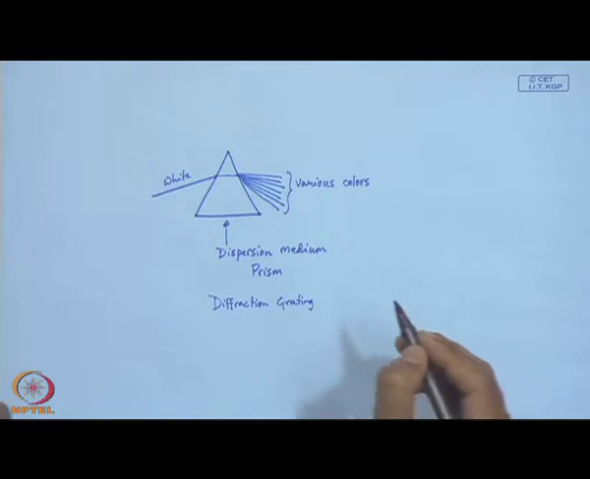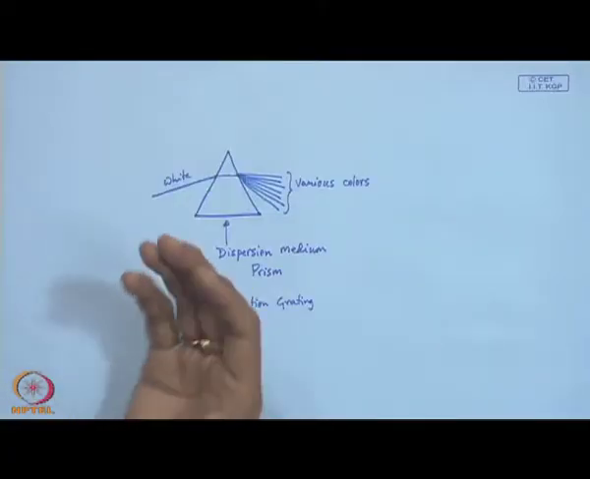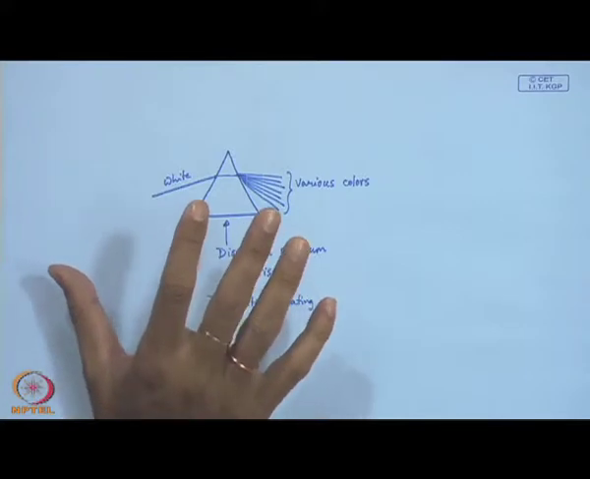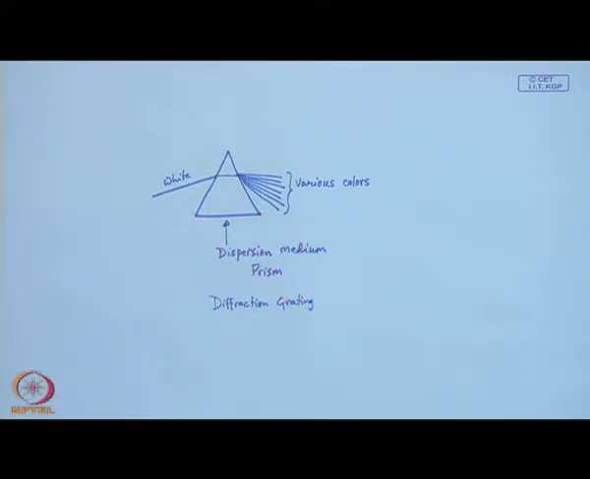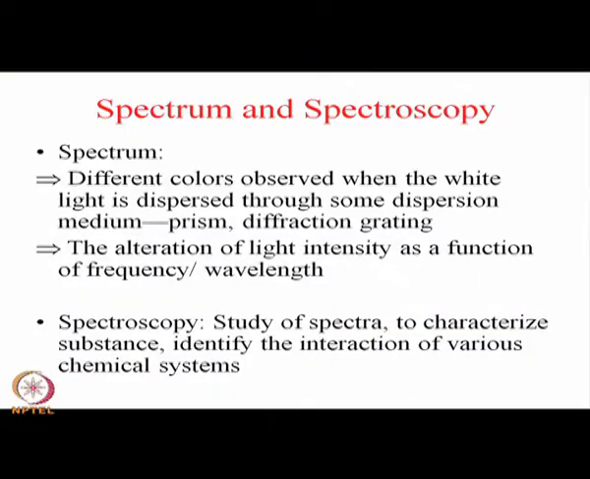A good example of something similar to a diffraction grating is this compact disc, a blank one which is not written. If you look at the glazed side, you will find that it gives out different colors. So it can be similar to a diffraction grating. Basically it is not a true diffraction grating, but it looks like one. So prism and diffraction grating are good dispersion media.